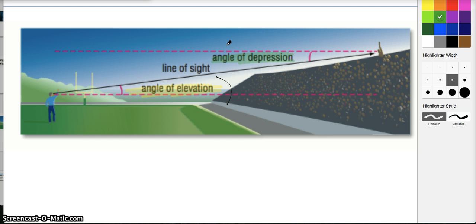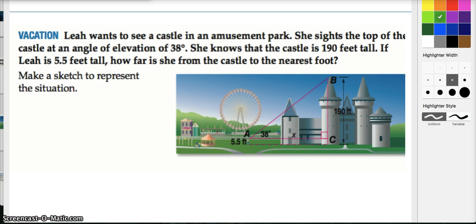All right. If you were copying notes, you want to draw little pictures to help you keep in mind what's going on. But it's relatively straightforward, right? Okay. So here is where we're going to put all this angle of elevation and depression into a problem.